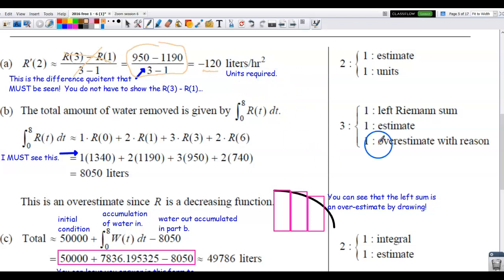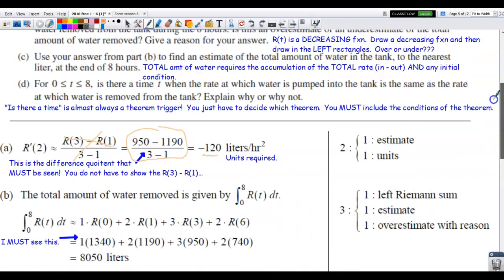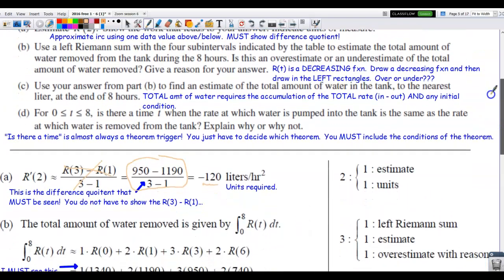In letter B, they are asking us about the total amount of water in the tank. They want us to use a left Riemann sum with 4 subintervals as indicated by the table to estimate the total amount of water in the tank during the 8 hours. And then they want us to decide whether we're going to have an overestimate or an underestimate. Remember, in the prompt, they told us that R is a decreasing function. That's going to be really important to answer this question.